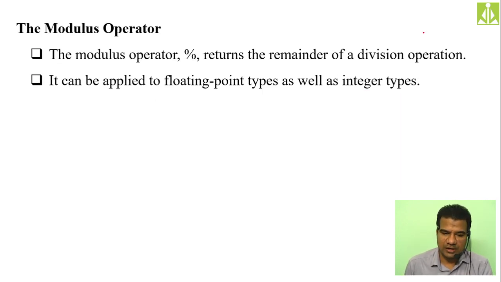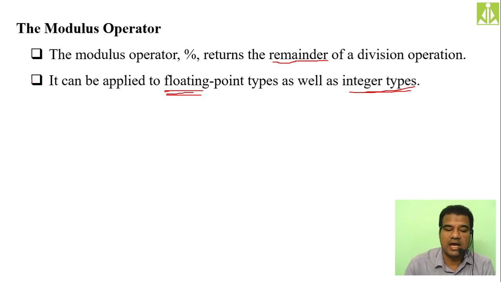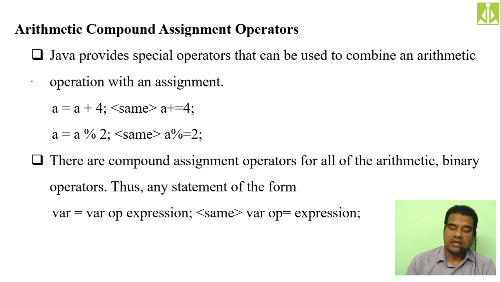Then this modulus operator will return the remainder of the division operation. This we already know, and it cannot be applied to floating point types. But I think in Java we can apply this modulus division to floating point as well as integers, because here they have given this statement. I need to justify this one. So the modulus operator, they are saying we can apply to floating point as well as integer types in Java. Then compound arithmetic operators we discussed.